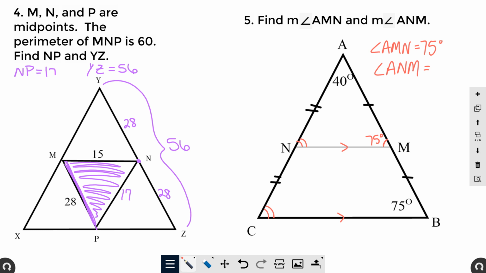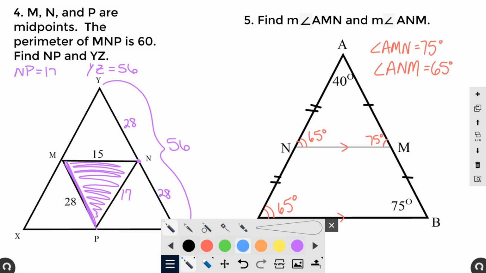Well, think about a triangle, like you discovered yesterday. What do you know about a triangle? All the angles together make 180. Now, you could focus on the smaller triangle up here at the top, or you could focus on the big triangle. Either way, you have the same angles. So we got 40 and 75. Add those together. What's 40 and 75? 115, and then we would subtract that from 180. So what's 180 minus 115? 65. So this angle at N is 65 degrees, which is the same as the angle at C.